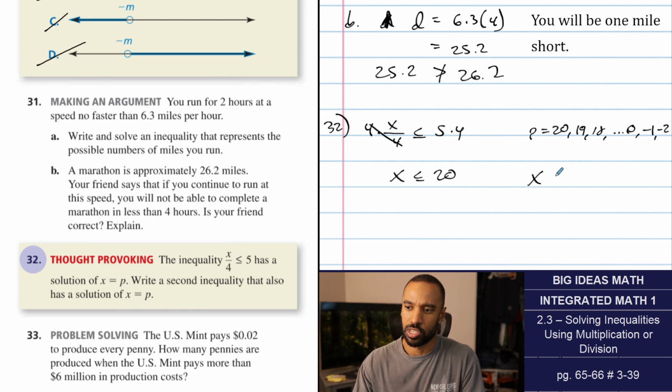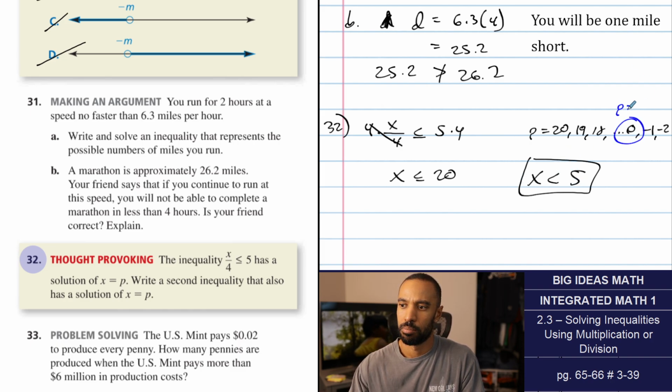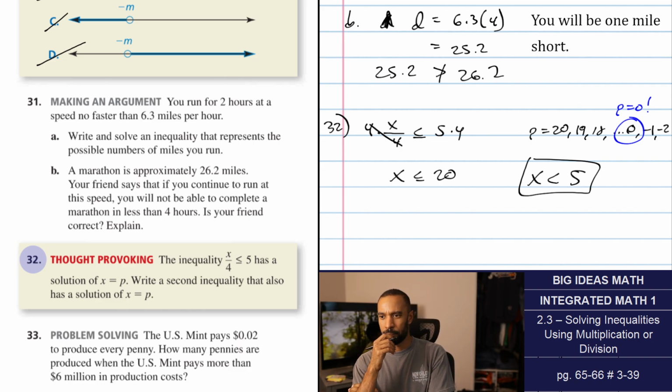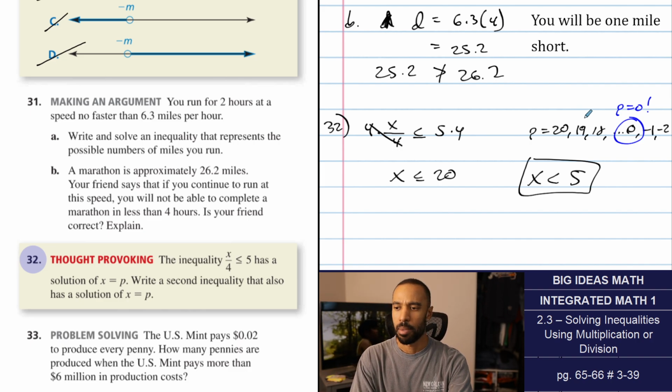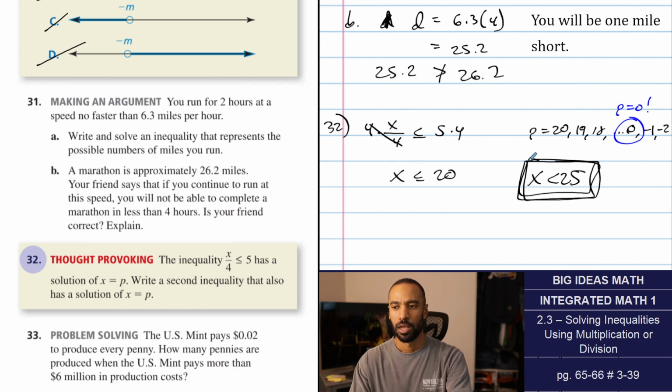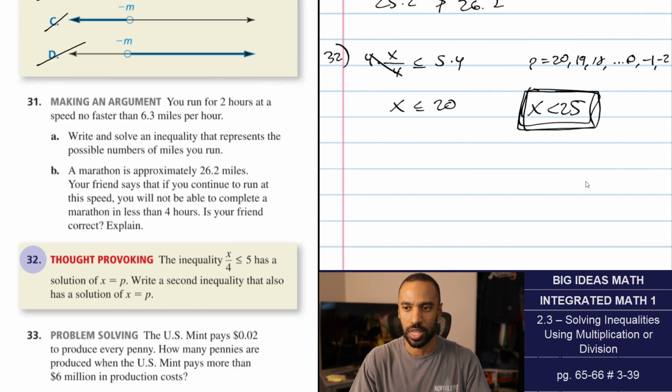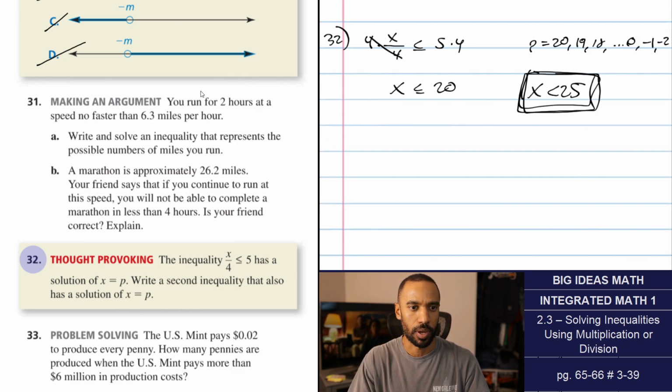So let's just say x is less than 5. X is less than 5 if p equals 0. I don't really know what to state with that one. How about this? Maybe I don't say 5. Maybe I say 25. Not all the solutions of x is less than 25 work, but every solution that contains x is less than or equal to 20 will be within this set. So I think that's how I'm going to say that, not the other way around.